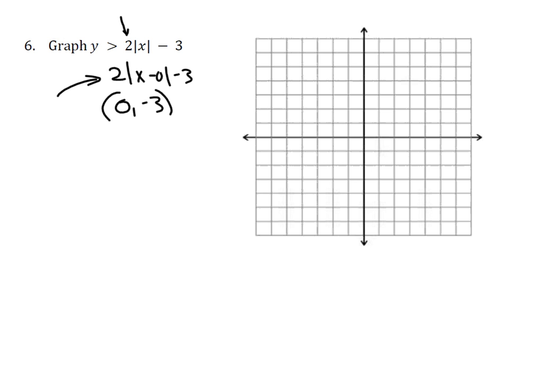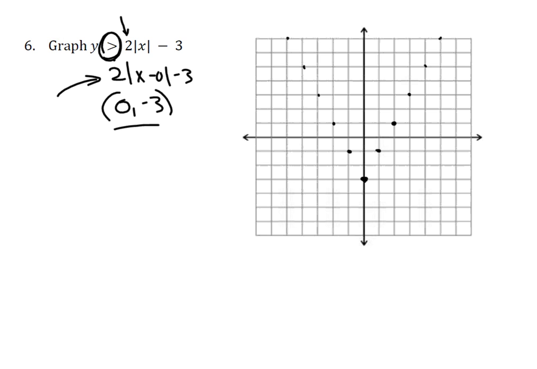But look what else we've got. We've also got an inequality. So we're putting together a lot of pieces with this. All right, so what we're looking at is this. Let's start with the vertex. So we're at 0, negative 3. The 2 up front says I'm going to move it up. Instead of going straight diagonal, I'm going to go up 2 over 1. So that's what it's going to look like.